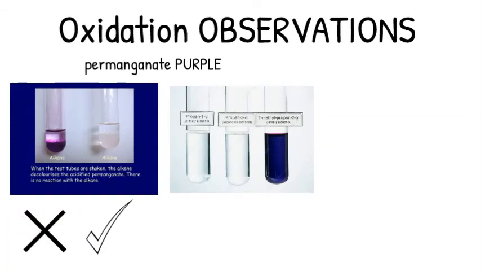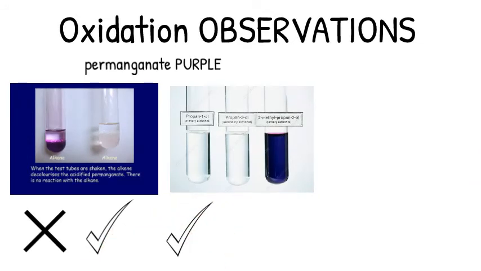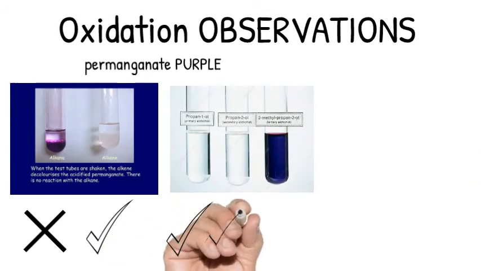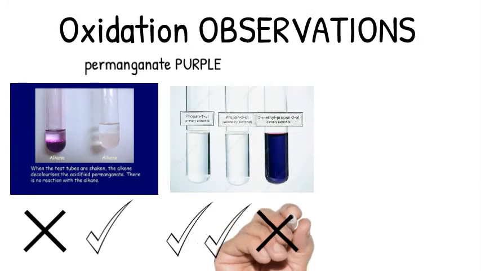When reacting with alcohols, the permanganate will react with a primary and a secondary alcohol, so we'll go from purple to colourless, and will not react with a tertiary, so the purple will remain purple for a tertiary alcohol.